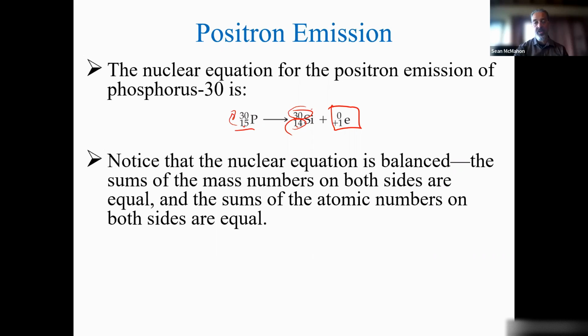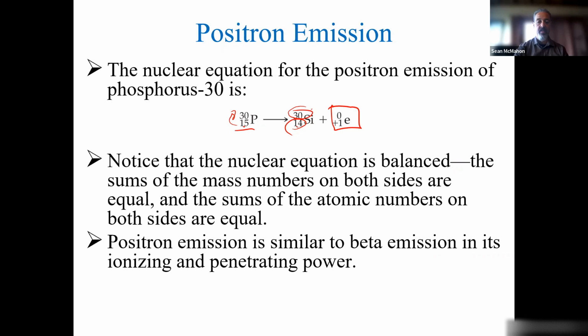So the nuclear equation is balanced. The sums of the mass numbers on both sides are the same, as with the atomic numbers. The positron emission is similar to the beta as far as ionizing power and penetration power. So it has less ionizing power than an alpha, but it has more penetration ability because it's smaller.